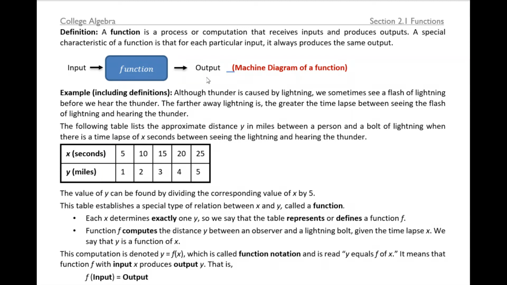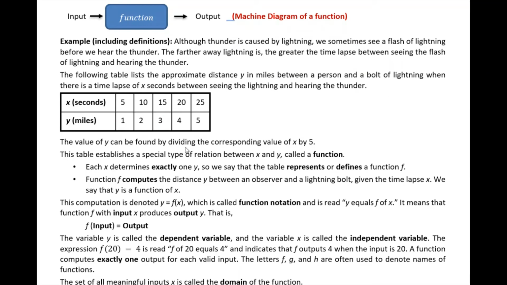The outputs could be the same for different inputs, but we never get two different outputs for one input. That's kind of the rule. And here's an example. Here they simply put a simple model.